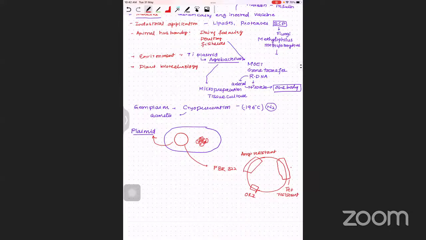segments within a plasmid. So what is the significance of these structures? When you talk about ampicillin resistance, that means the bacteria which is having the ampicillin resistant gene can grow in the presence of an antibiotic, that is ampicillin. Similarly, if the bacteria is having the tetracycline resistant gene, it can grow in the presence of an antibiotic, that is tetracycline. So these will inevitably be used as selectable markers. Okay, so these markers can help us in identifying whether the transformation has taken place or not.